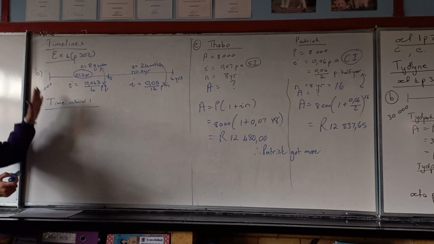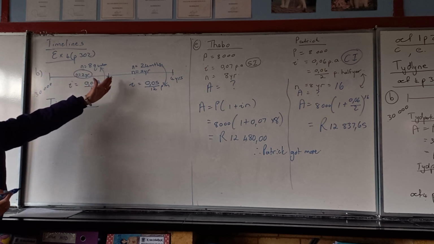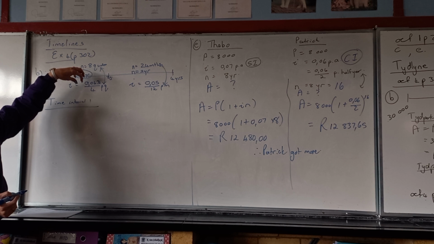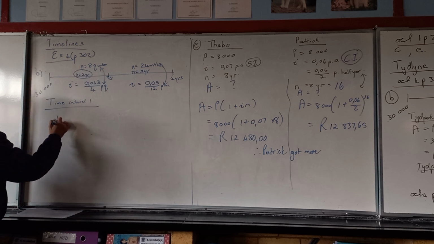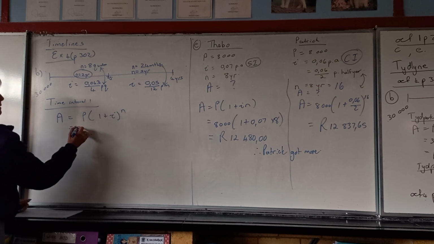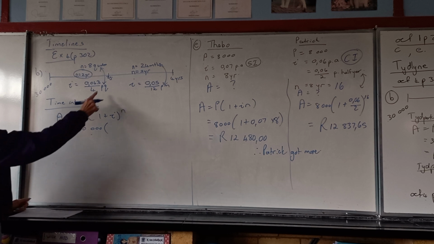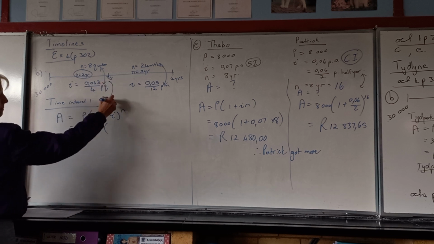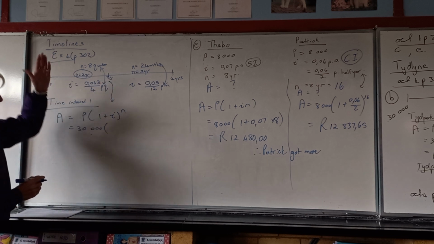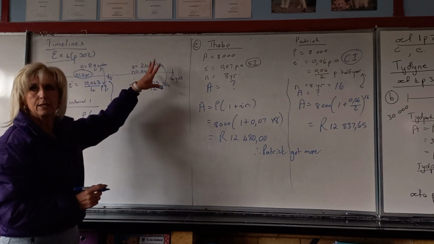For the first time frame, it was 2 years. And why did we do a new sum? Because the interest rate changed. So for that first one, we have the 30,000, and I'm trying to find out what the amount is here. For that amount, I'm going to go for the next 2 years at a different interest rate.